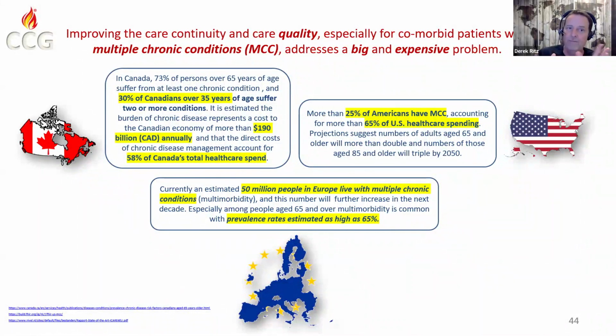This is very fresh data. This is from only, I think, a year or 2 ago. 30% of Canadians over 35 suffer 2 or more chronic conditions. This costs our economy upwards of $190 billion every year, and it accounts for almost 60% of our total healthcare spend. And the US is in the same boat as we are, and the Europeans are in the same boat as we are.